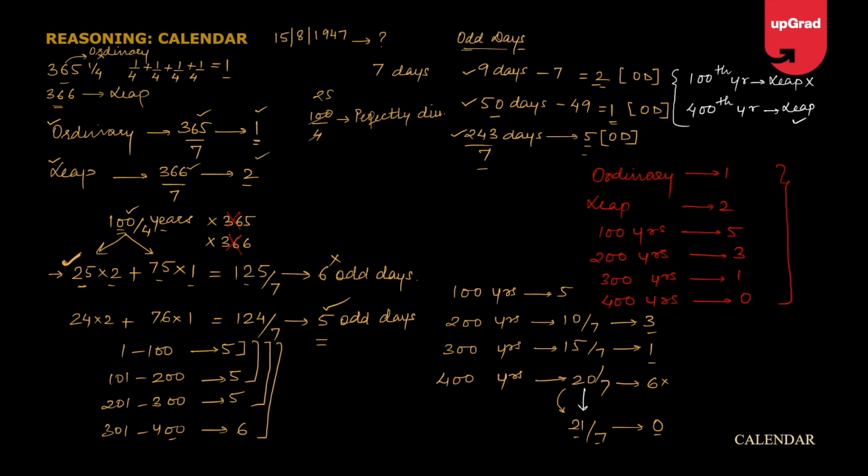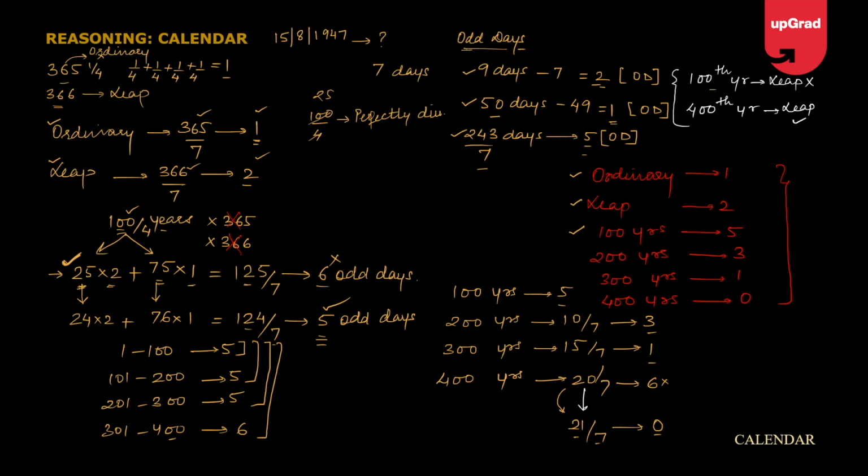For 100 years, when we have to find out the number of leap and ordinary years, we divided it by 4 to get 25 leap and 75 ordinary years. Every leap year had 2 odd days, every ordinary had 1 odd day, therefore the total was 125, but 125 is greater than 7, so we got 6 odd days. Now here came a twist which said the 100th year is not a leap year, and therefore this 25 becomes 24 and 75 becomes 76. Upon calculation, I got 124, which upon dividing by 7 gives 5 odd days. So ordinary year has 1 odd day, leap year has 2, 100 years have 5 odd days.